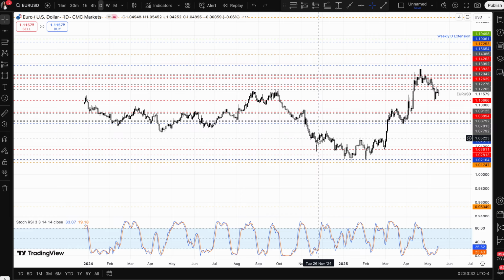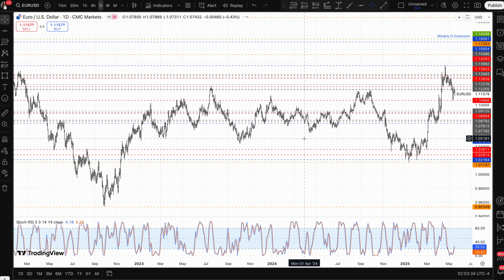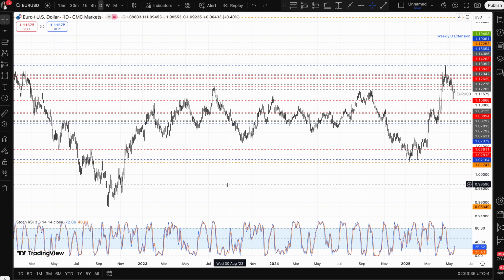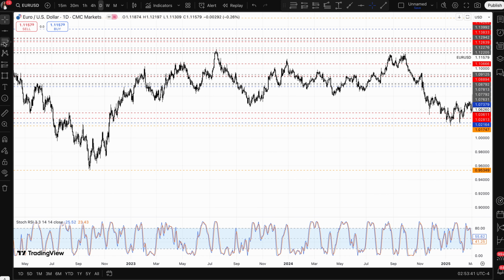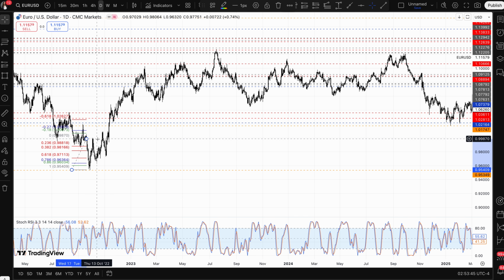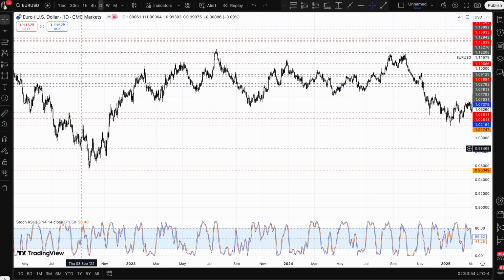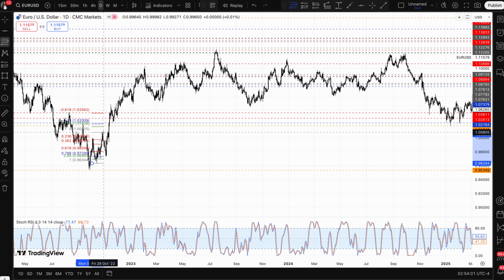So if I can get this computer to cooperate with me, on the daily I'm going to deploy my fibs. So I'm going to go from swing low to swing high. So I'm measuring from here to here. So A, B, we had a 786 pullback. D extension was here. So now I'm going to get rid of this fib. And I'm going to measure from my C and my D. So C to D, which is right here.